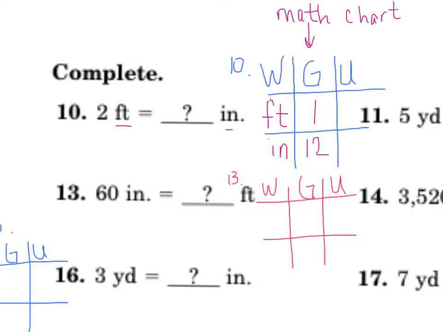Now the unknown is your question. This is 2 feet, so 2 goes up here with feet. And then to find the missing unit, we cross multiply and divide. So cross multiply. 12 times 2 is 24. And then divide by the number we haven't used yet. 24 divided by 1 is 24. Okay, this really is something that you can solve without a WGU table, but it's much easier for you to organize your work if you use one.